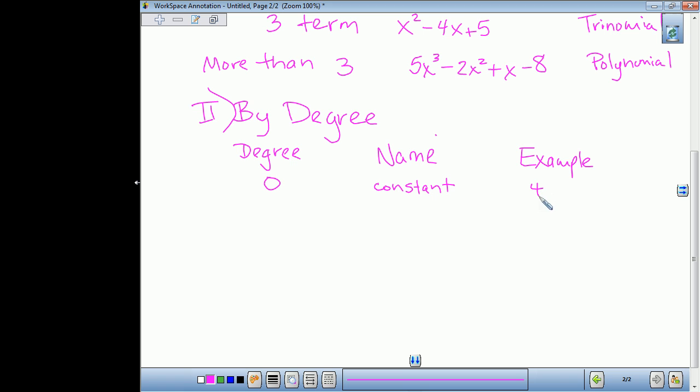Like 4, 88, 31, -2, plain old numbers. All of those are examples of constants.